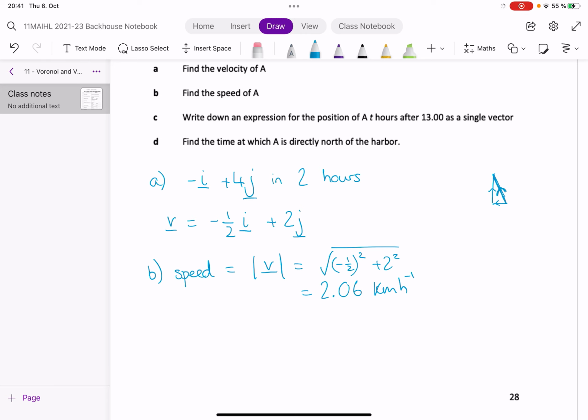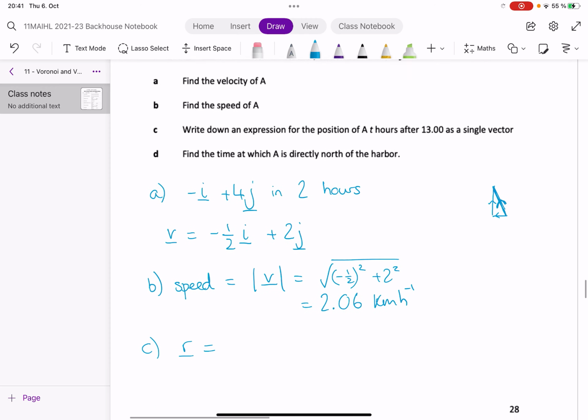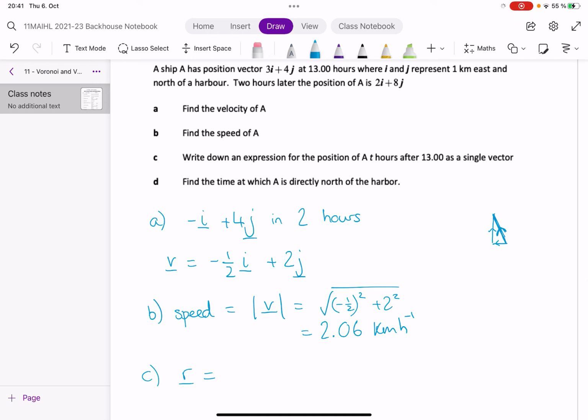Okay, write down an expression for the position of A t hours after 1 o'clock as a single vector. All right, so the position we know is the initial position. That's the time where it is at 1300 hours. So that's 3i plus 4j. And we know we have to add on the velocity, which was our answer to part A, times time.